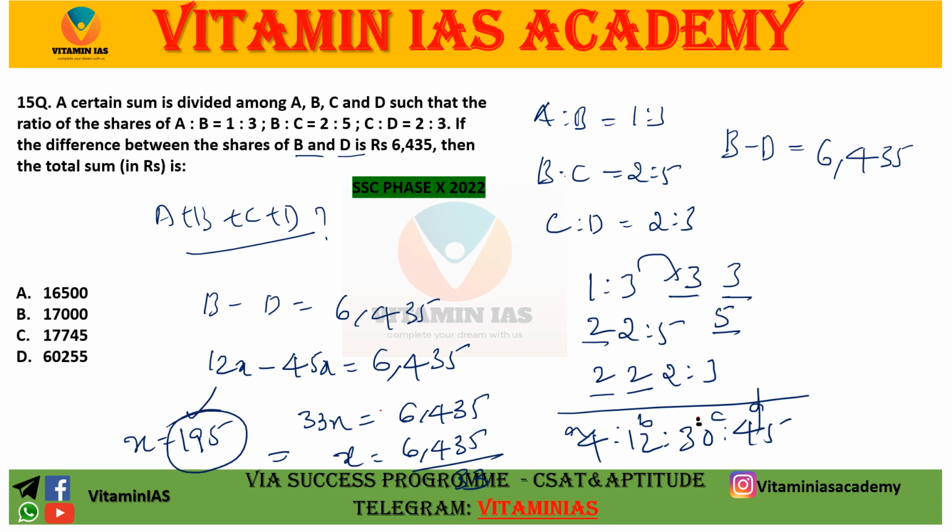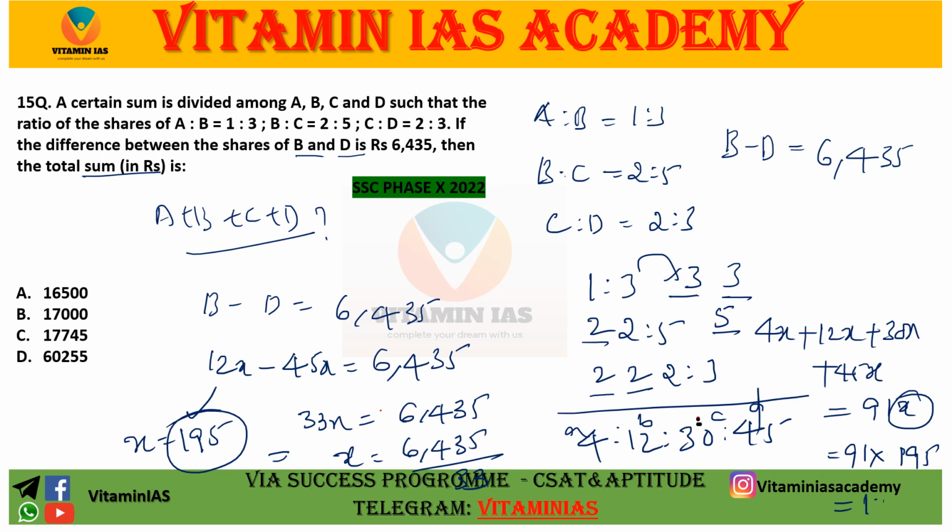But they are asking what the total sum is. Total sum means 4x plus 12x plus 30x plus 45x. How much? 91x. But x is how much? 91 into 195. So finally the answer will be 17,745. 17,745 will be the answer. Option C will be the right answer.